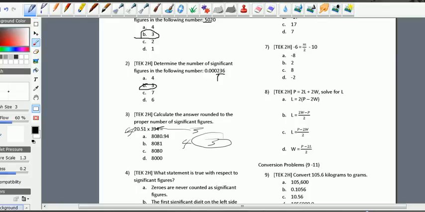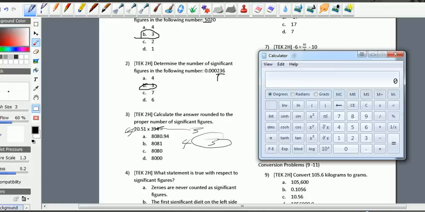My calculator tells me that I take 20.51 times 394, hit enter, I get 8080. I need 3 sig figs, so I'm going to count from the left. 1, 2, 3. The 0 stays a 0, so the answer should be C.